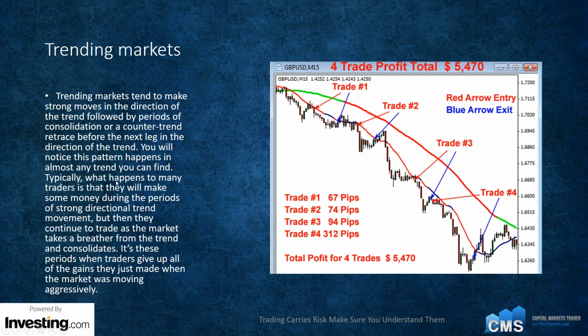Okay. Trending markets tend to make strong moves in the direction of a trend, followed by periods of consolidation or counter trend retraces before the next leg in the direction of the trend. You will notice this pattern happens in almost any trend you can find. Typically, what happens to many traders is that they will make some money during periods of strong directional trend movement, but then they continue to trade as the market takes a breather from that trend and consolidates. It's these periods when a trader gives up all of the gains they just made when the market was moving aggressively.